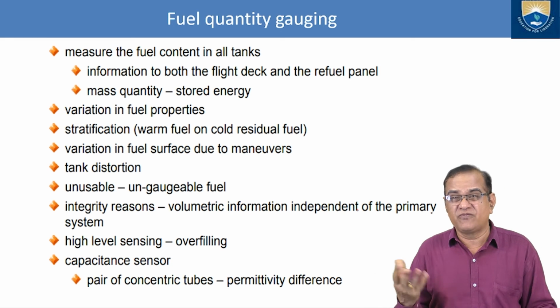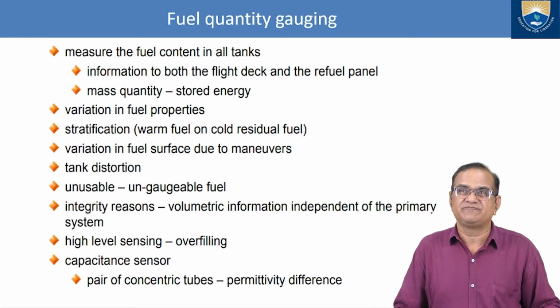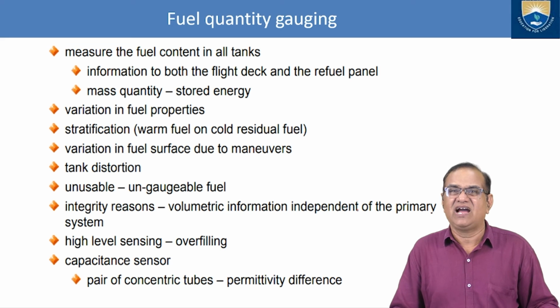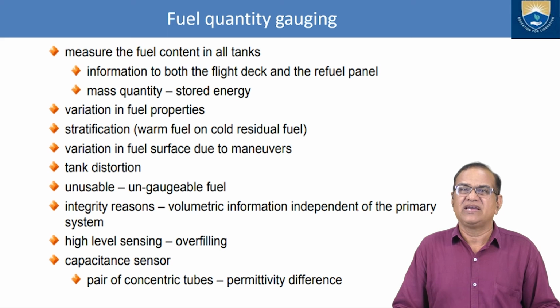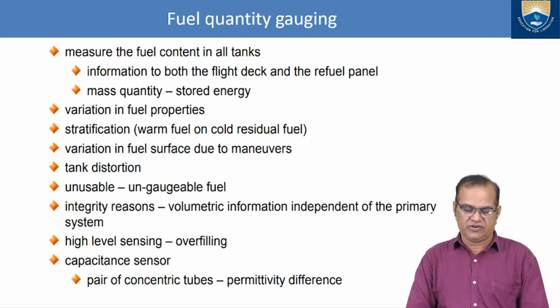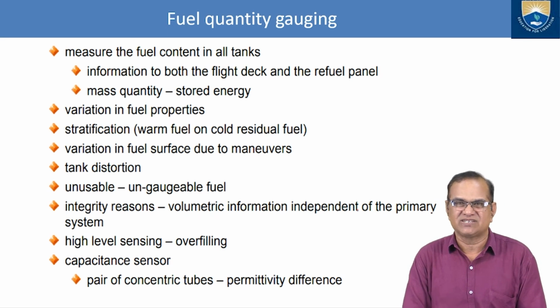If you are maneuvering, the fuel will be transferring here and there. Tank distortion: if the tank is distorted, at that time also we should check the gauging. Unusable, ungaugeable fuel, if it is there, we should find out. Integrity regions, volumetric information independent of the primary system.